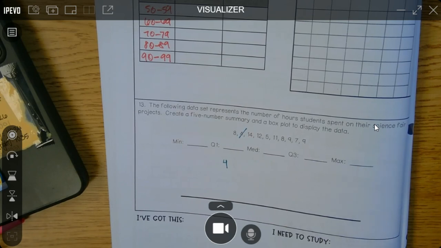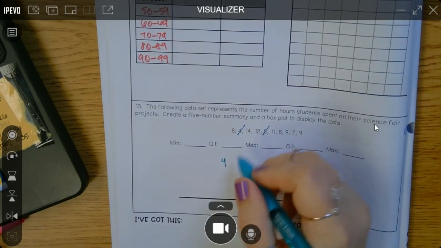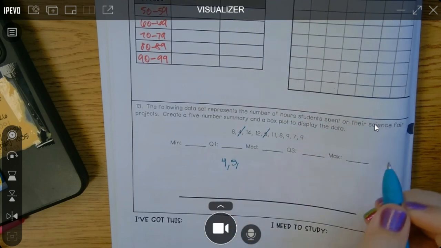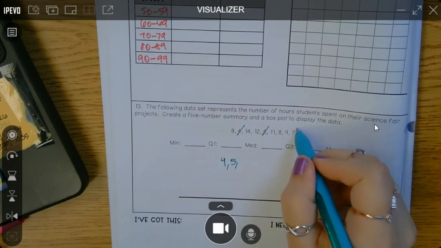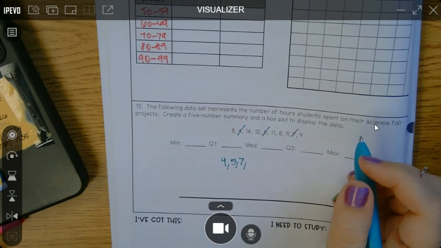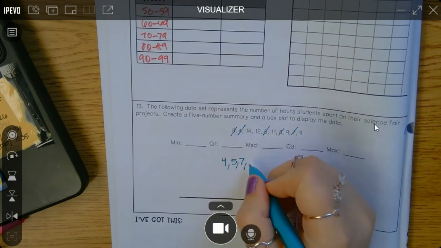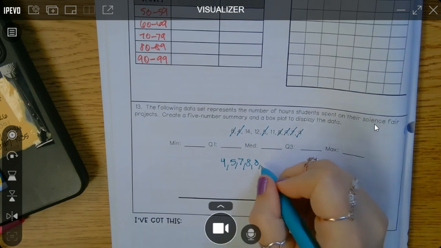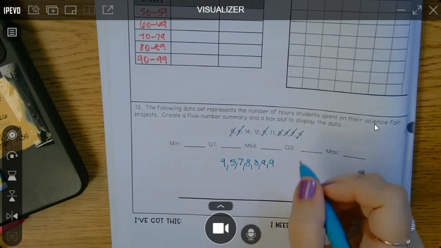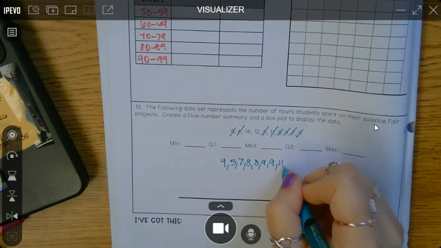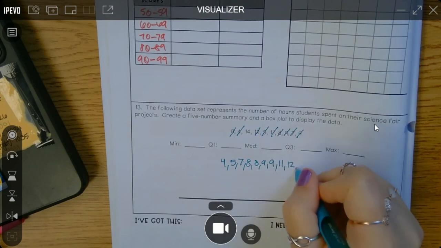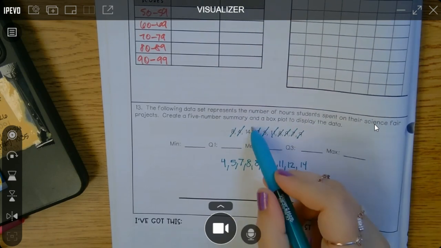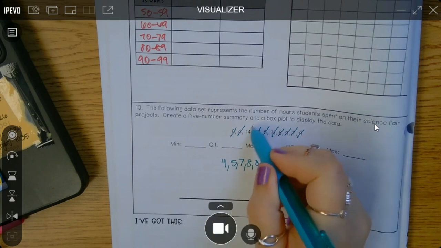Okay, you unpaused it, you're back with us. Let's see how you did. Your next number was 5. After that, your next number was 7. And then you had 2 8s, and 2 9s, and an 11, and a 12, and a 14. Please always double check that you wrote them all down.